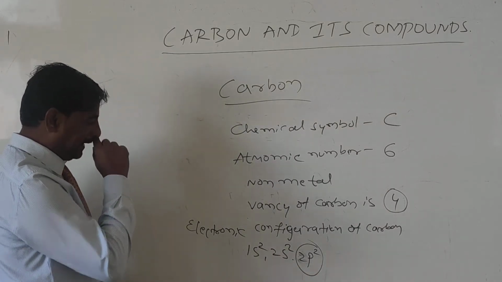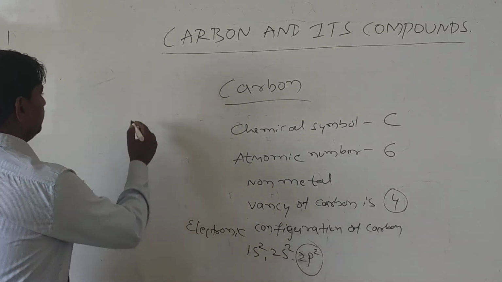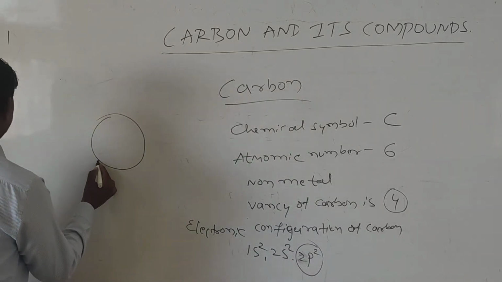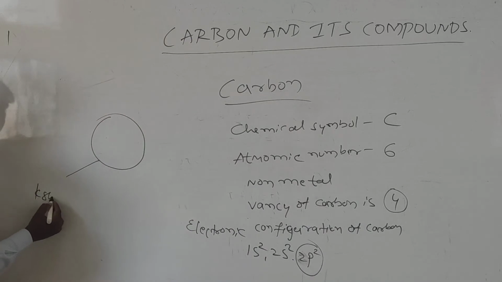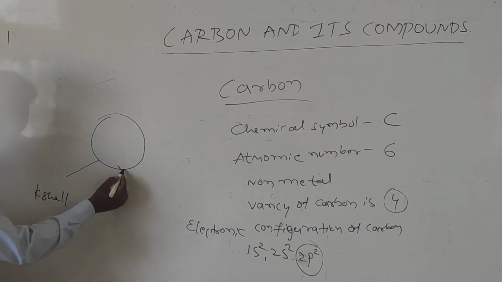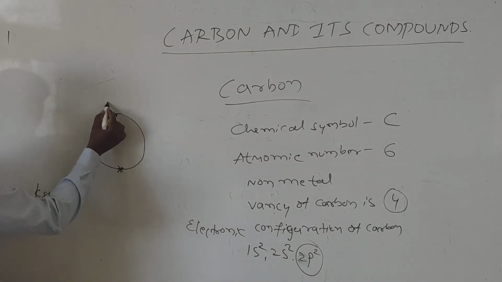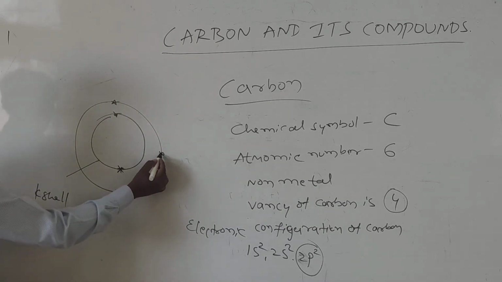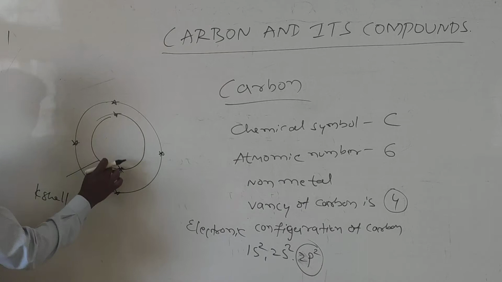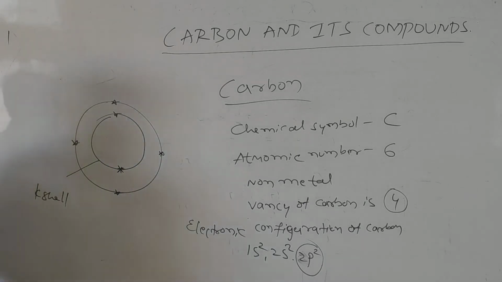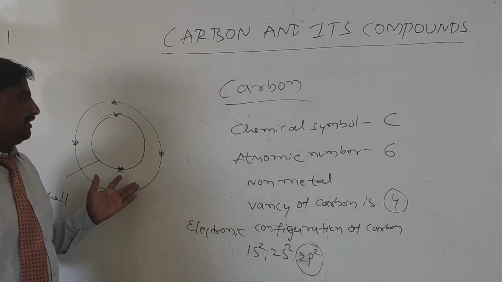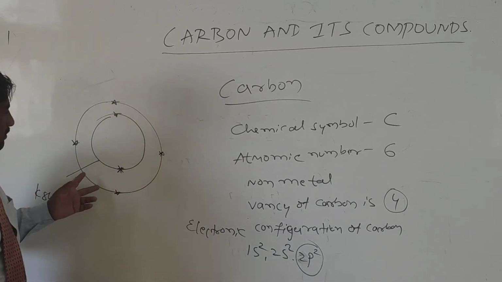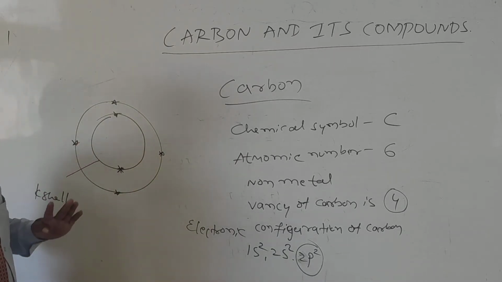And here, the first shell is called the K shell. This K shell consists of 2 electrons, and the L shell consists of only 4 electrons. 2 plus 4, 6 electrons in carbon. So that's why the atomic number of carbon is 6, meaning it has 6 electrons. The outermost orbit has only 4 electrons.